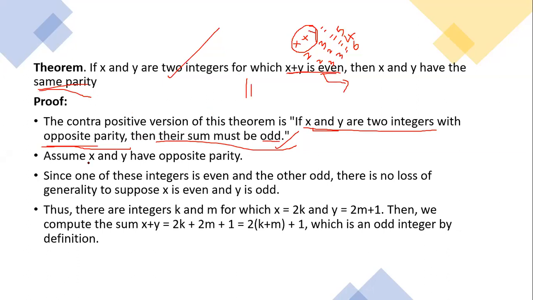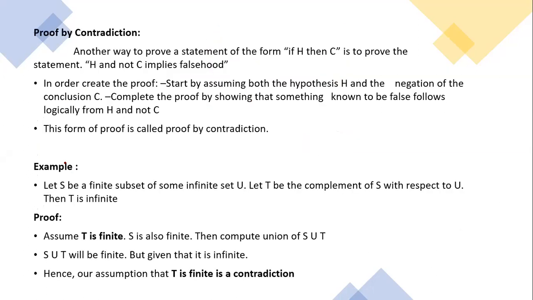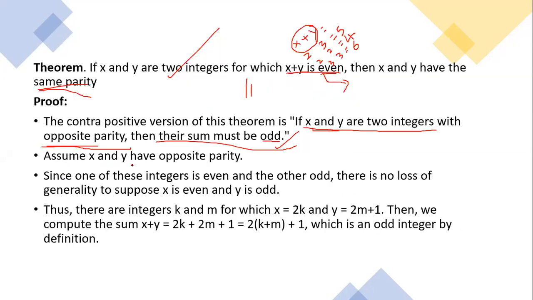Okay, how can we prove it? Assume x and y have opposite parity. Opposite parity means one is an even number and the other is an odd number. I can say 2 and 3, so x and y are 2 and 3. There is no need to mention that x is even and y is odd. Any one is odd, any one is even.